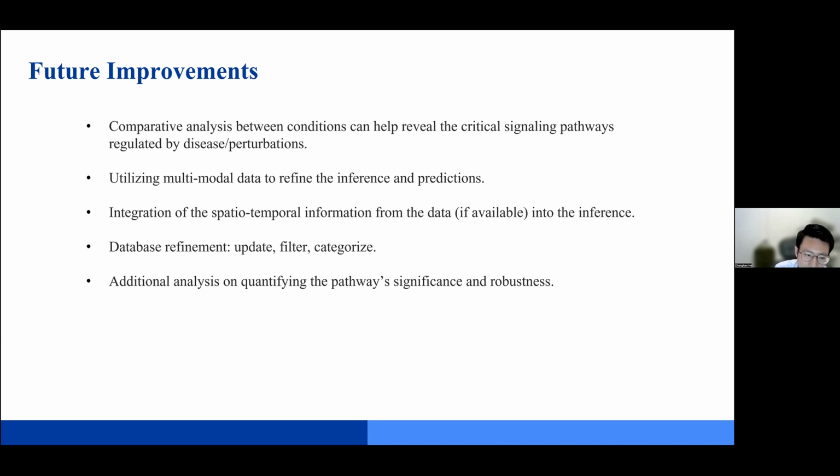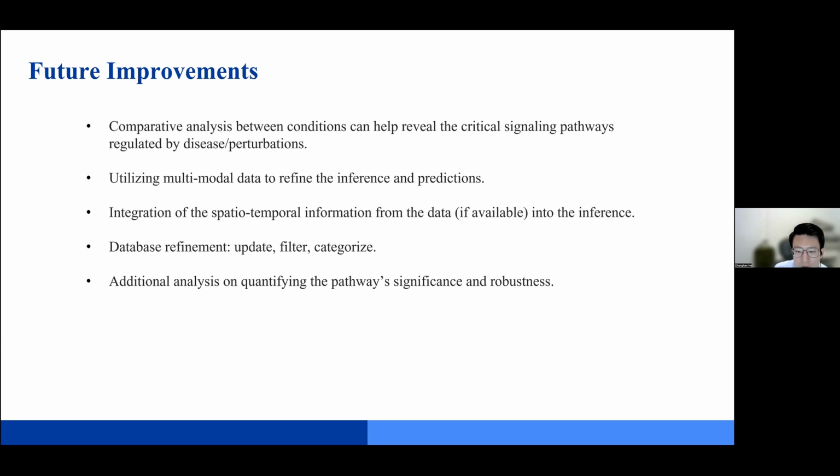And also we can do database refinement. Right now the good thing about the databases is that they contain lots of interactions, but I checked the sources, and some of them may be based on text mining, which is not very reliable. And some of the TFs may not be actual transcription factors. So if we can do database refinement, that will also be very helpful.